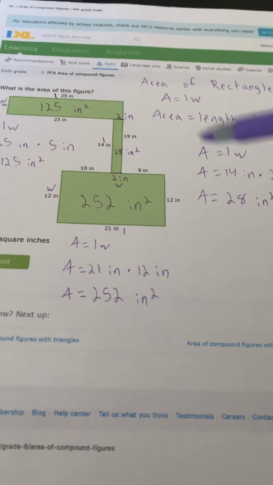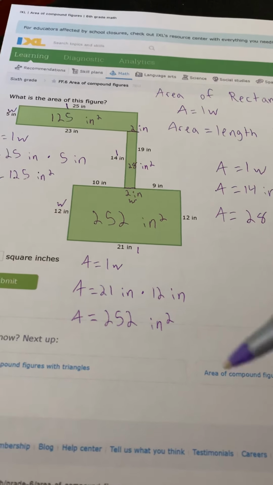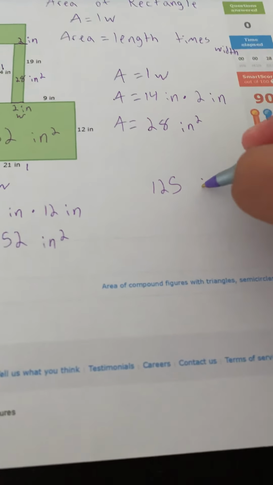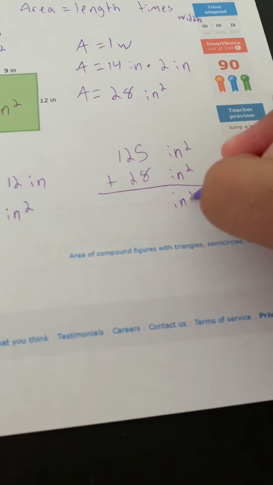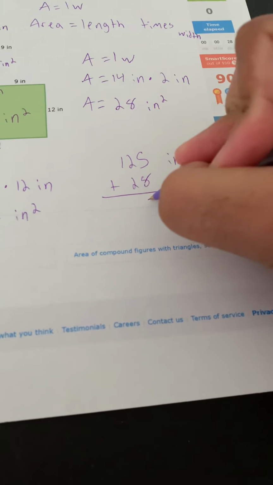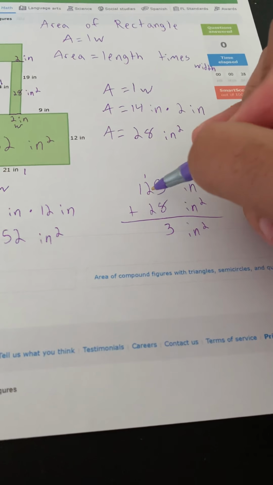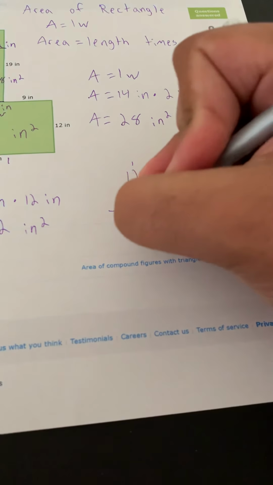So now that I got all 3 of my areas, I have to add them together. So I'm going to do 125 inches squared plus 28 inches squared. That's inches squared. 5 plus 8 is 13. Carry your 1. 1 plus 2 is 3, plus 2 is 5. 1 plus nothing is 1.